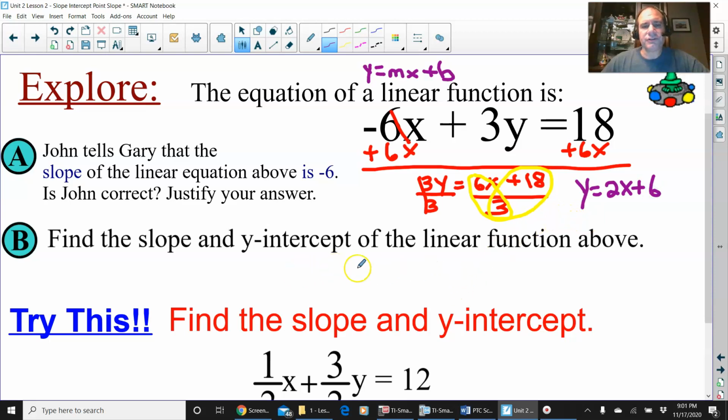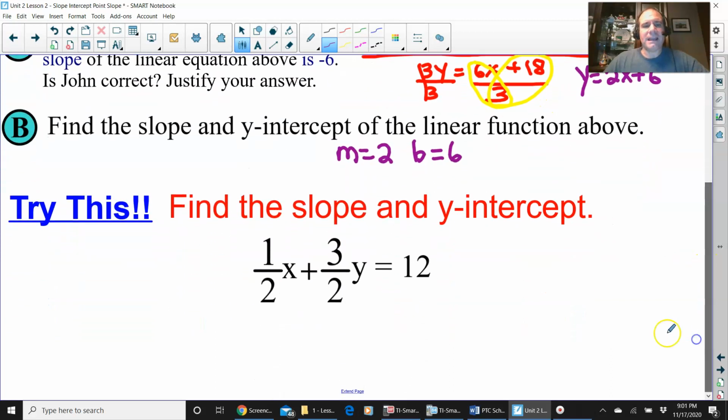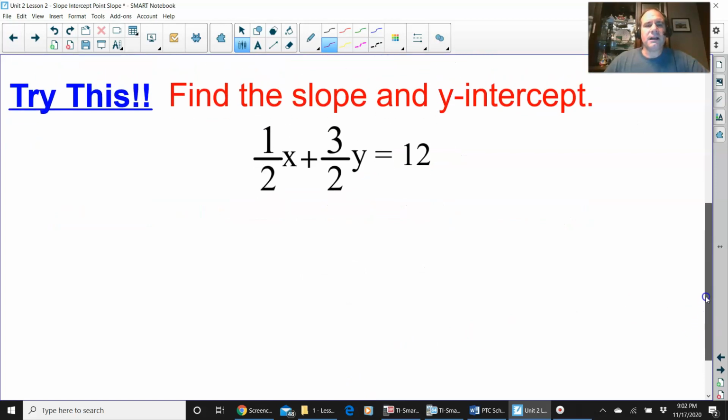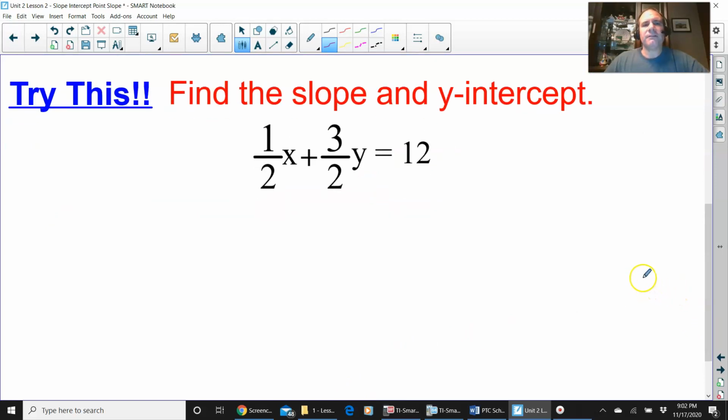So what is the slope and the y-intercept, m and b? You probably have it down before I do. The slope is the number before x, that is 2, and the y-intercept is 6. And now we have this question. Everybody goes, oh no, we have fractions. Do not worry about the fractions.